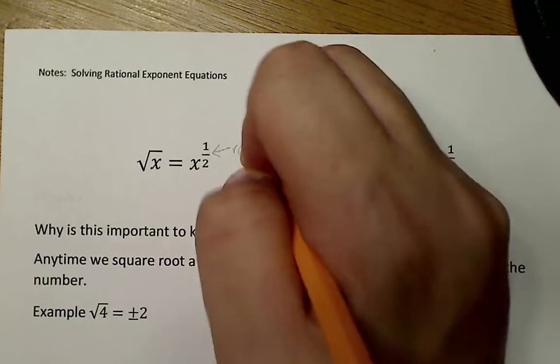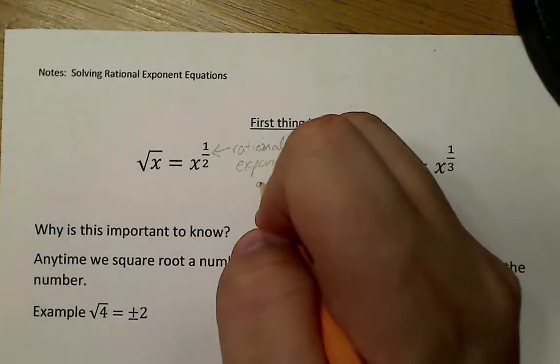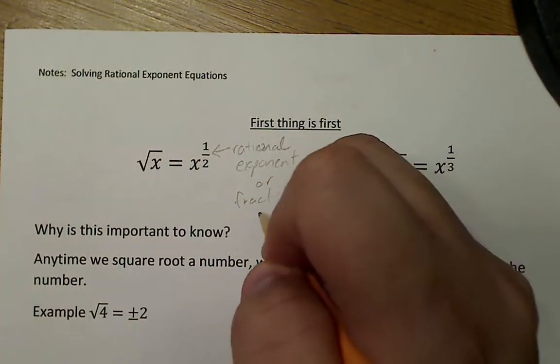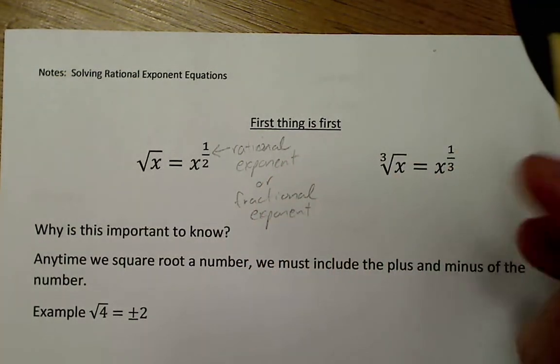I can't spell all of a sudden. Essentially, a rational exponent just means that the exponent is a fraction. So that's the first thing I'm going to point out there.